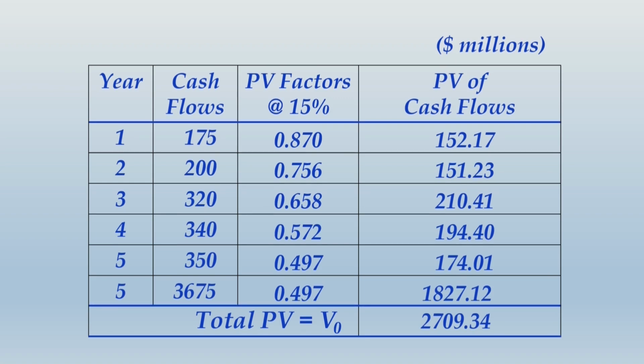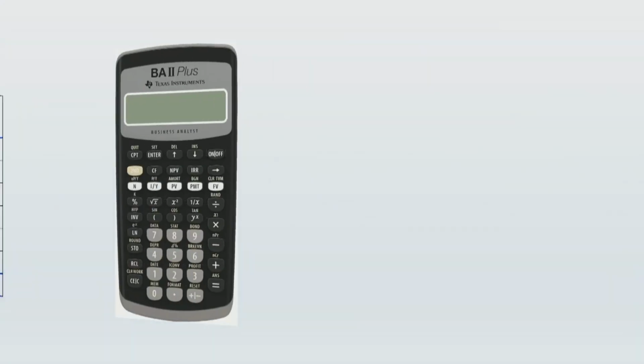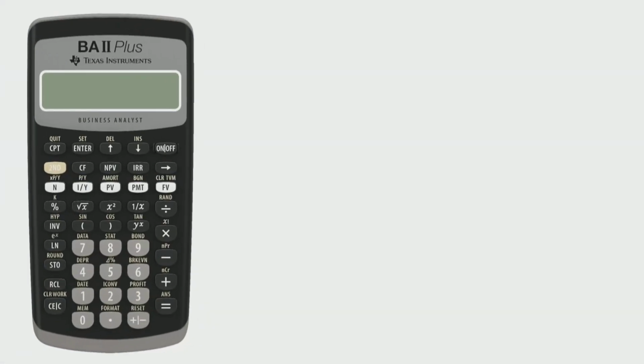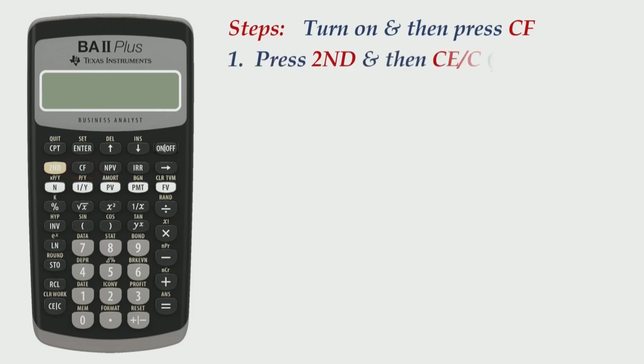Alright friends, once you have completed this entire calculation, now let me show you how to make the calculation through your financial calculators. So your BA2 plus calculator. What you need to do, turn on your calculator and then press CF. Then for clearing the old work, you press second and CEC for clearing the work, second and CEC.